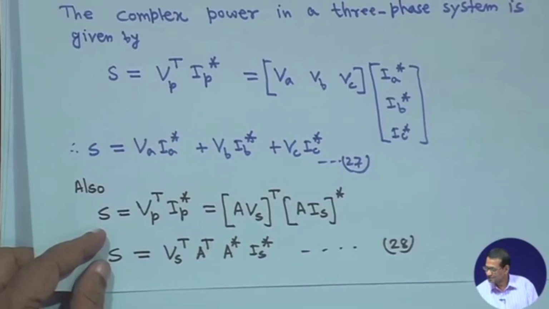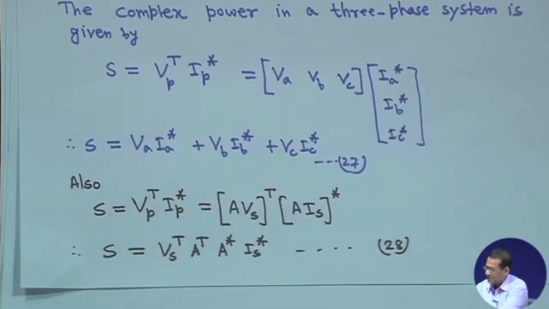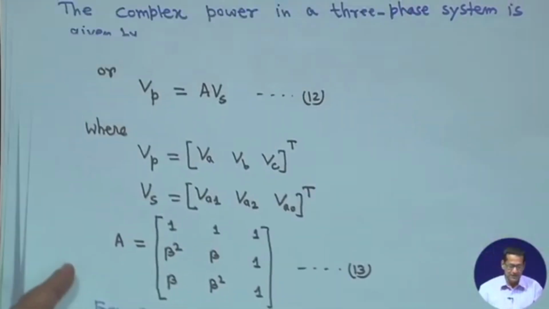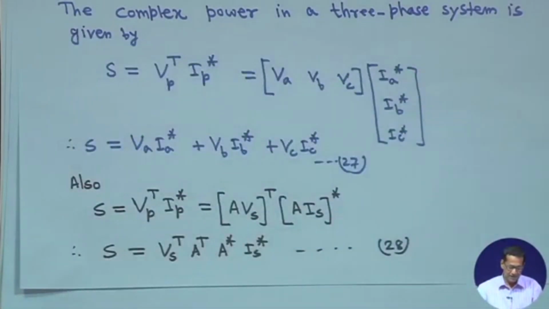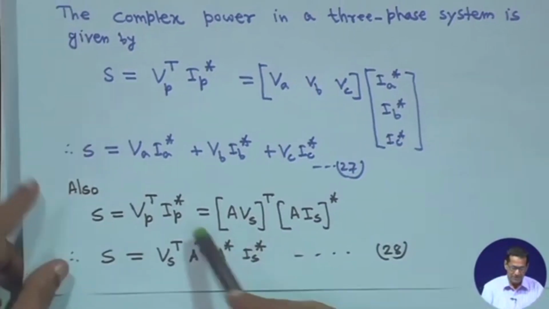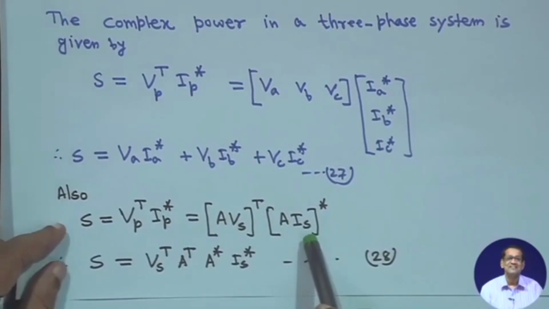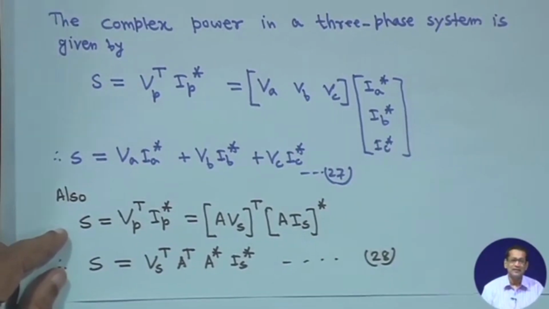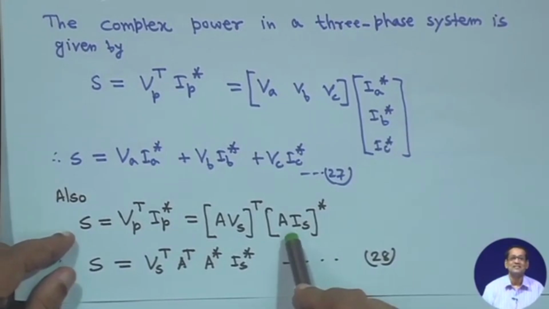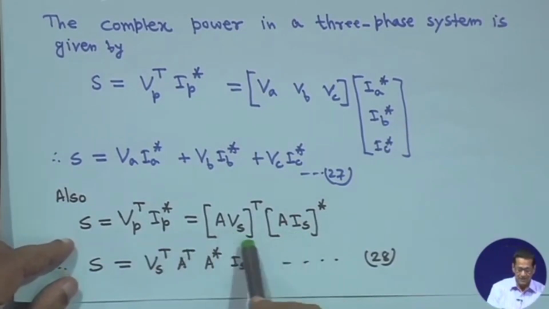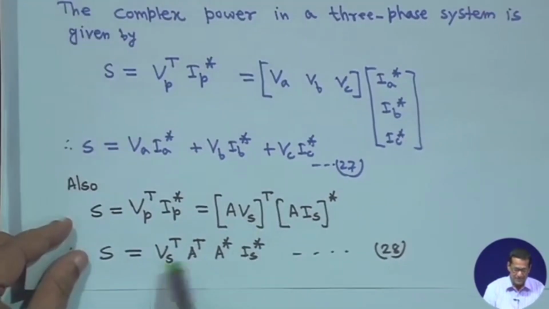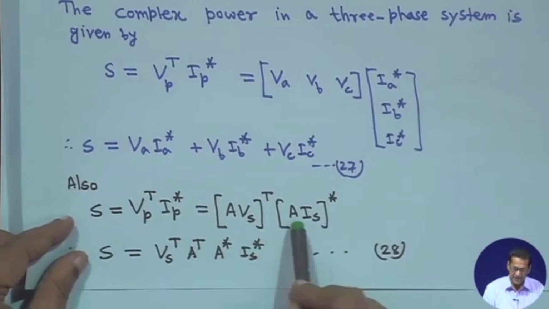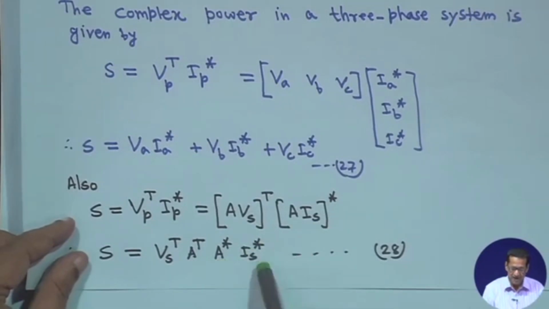Let me show you once again that Vp is equal to A Vs, that is equation 12. So put here Vp is equal to A Vs. Similarly, with the same philosophy, Ip also will become A Is. I have written this directly, but the philosophy remains the same for voltage and currents. So it will be (A Vs) transpose then (A Is) conjugate. (A Vs) transpose means Vs transpose then A transpose, then (A Is) conjugate, that means A conjugate Is conjugate.